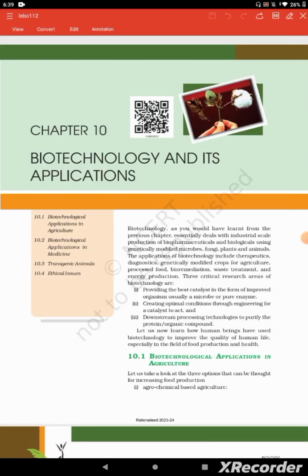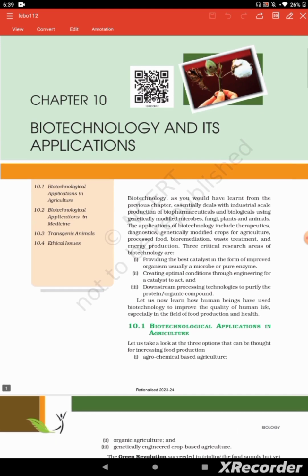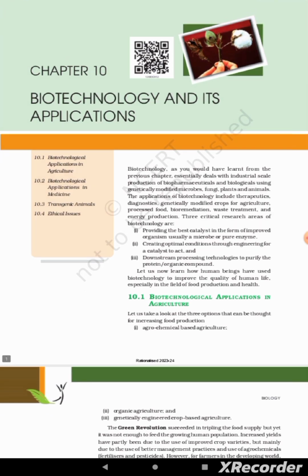Today's chapter is biotechnology and its application. Biotechnology principles you have covered already in the last chapter. So in this chapter we will deal with the different applications we can have with the help of biotechnology, especially with recombinant DNA technology.